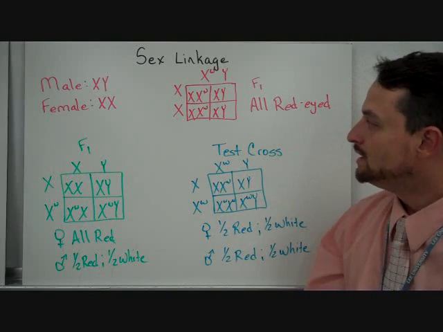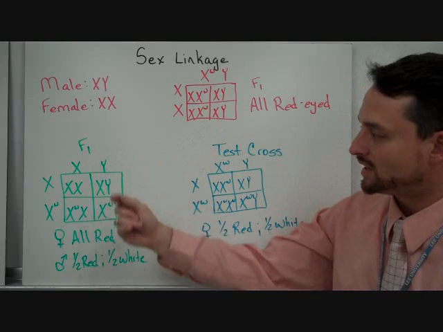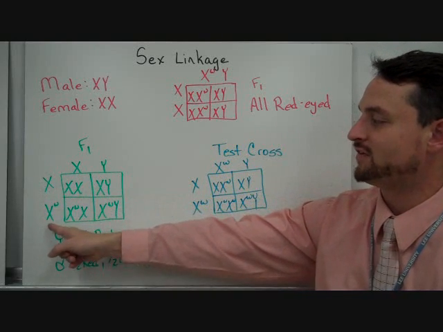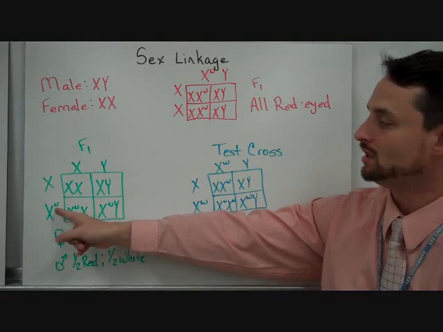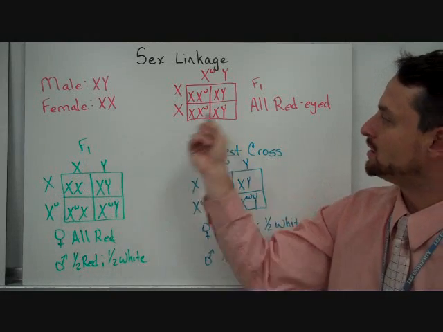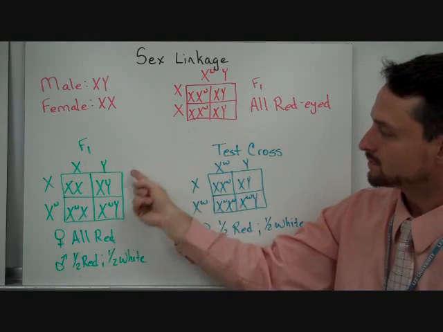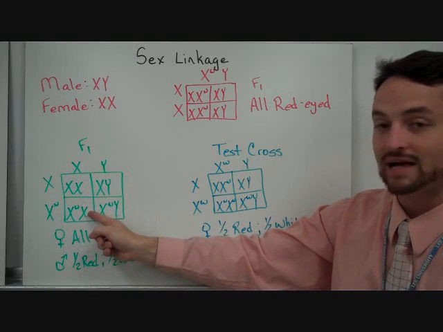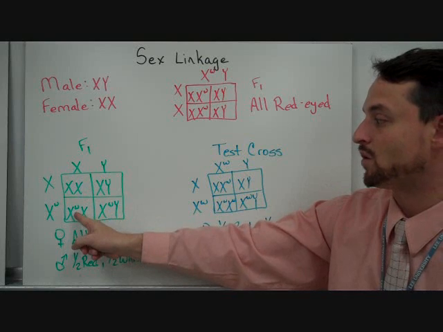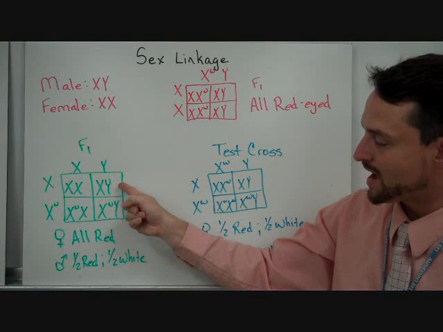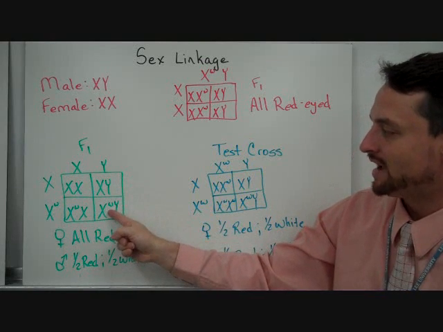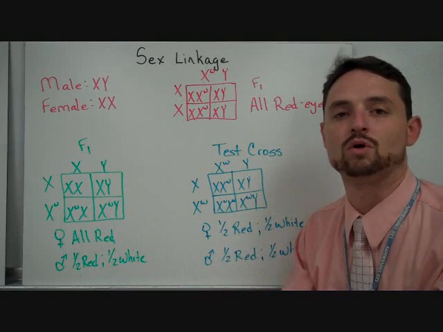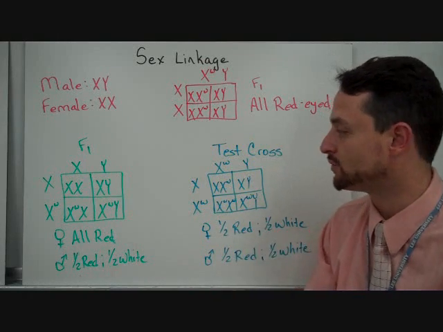Then he allowed the F1s to reproduce, and you get a red-eyed female that carries the white-eye gene, and a normal male. All the males were normal here. When you cross those, you end up with all of the females red-eyed, because red eye is dominant to white. And for the males, half of them are red-eyed, half of them are white, which is also what Thomas Hunt Morgan discovered in his original research.